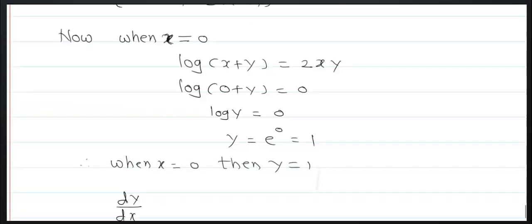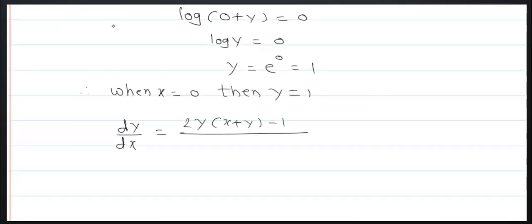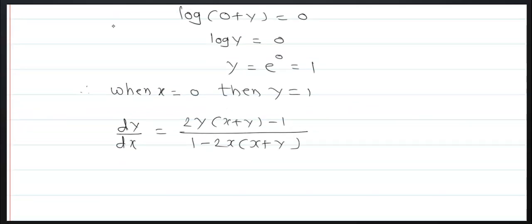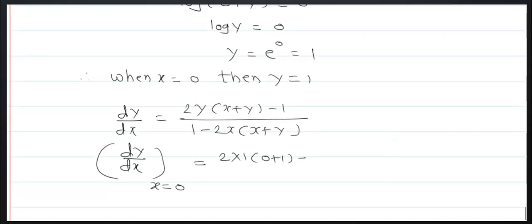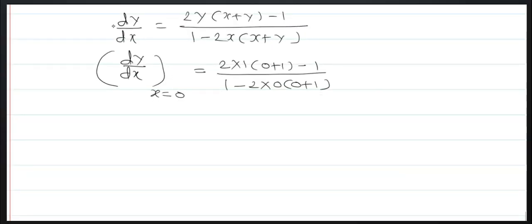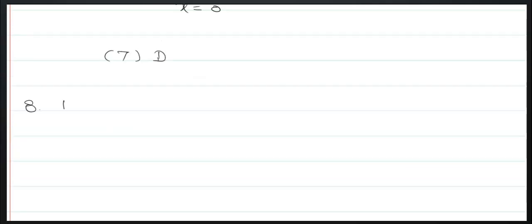Therefore, dy by dx is equal to 2y (x plus y) minus 1 upon 1 minus 2x (x plus y). dy by dx at x is equal to 0: 2 into 1, (0 plus 1) minus 1, that overall will become 0. That is 2 minus 1, the answer will be 1. Therefore, dy by dx at x is equal to 0 is 1. That is, D option is the correct one.